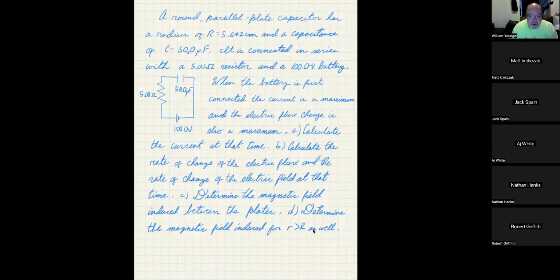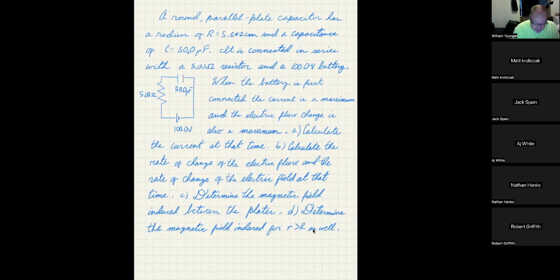It says a round parallel plate capacitor has a radius of R equal 5.642 centimeters and a capacitance of C equals 50.0 picofarads. Remember, pico is 10 to the negative 12. It is connected in series with a 5 ohm resistor and a 100.0 volt battery. When the battery is first connected, the current is a maximum and the electric flux change is also a maximum. A, calculate the current at that time.